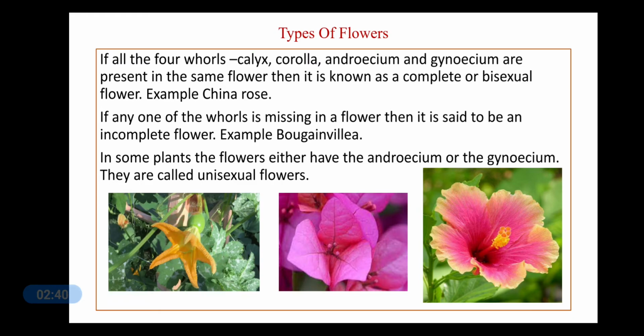In one, you will see that the ovary is present. That is, the green colored part that you see over here is the ovary. This is present in one flower, and in the other flower you will find only the androecium. So the pumpkin flowers that you see are unisexual flowers. One variant has the ovary and the other variant has the androecium. So here you have learnt about the three different types of flowers.